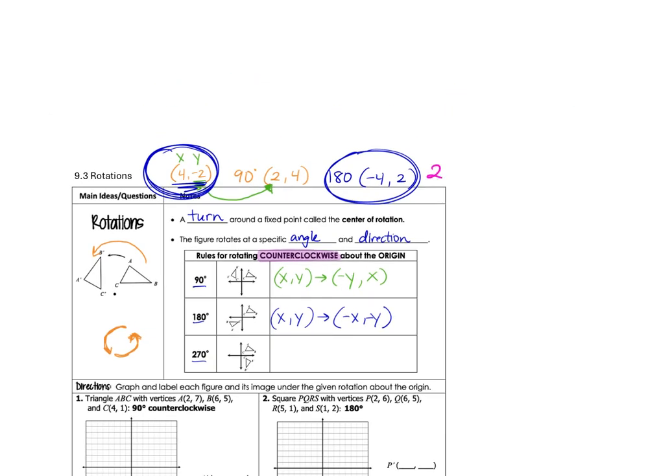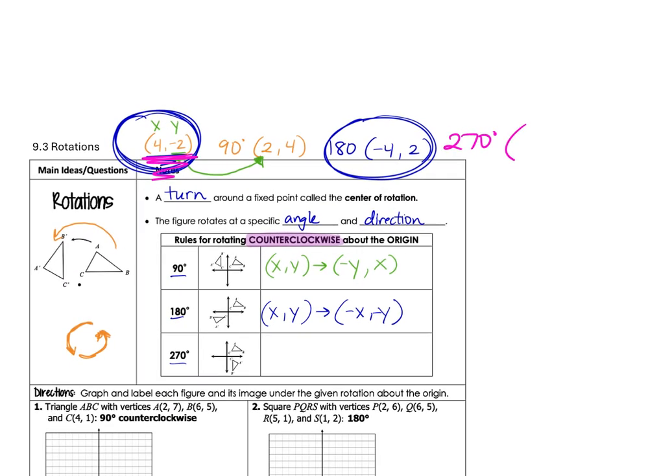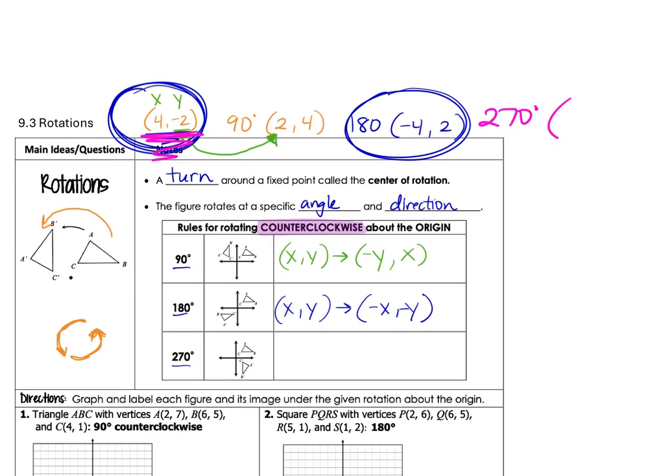Okay, then we went to 270. 4, -2 on a rotation of 270 landed us at what point? -2, -4. Okay, so now go back to your original right here and take it to this. What happened? The opposite of 90. It is the opposite. Yeah, it is the opposite of 90.